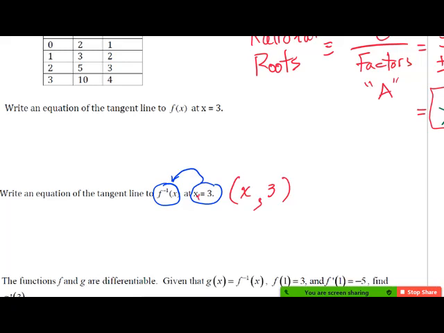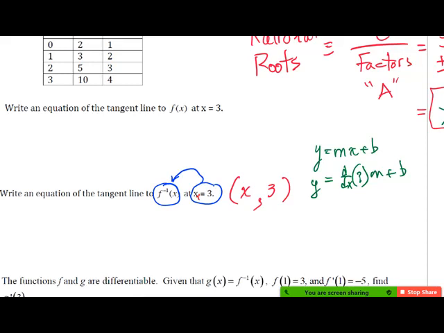Well, every tangent line, y equals mx plus b. The slope is always going to be the derivative of whatever. I'm just going to say d/dx of whatever times m plus b is equal to y. So that's always our first step. Let's figure out what is the slope of the tangent line.